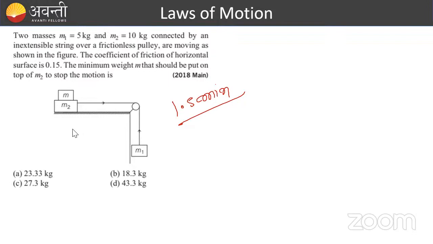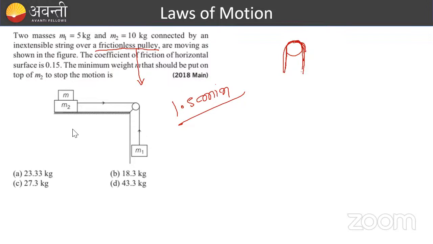Okay. Let me explain to you. There are two masses, right? 5 kg and 10 kg, connected by an inextensible string over a frictionless pulley. Look, it's a frictionless pulley. So what is the meaning of this? Until rotation, we will only discuss frictionless pulleys. If the pulley is frictionless, it means whatever string is passing over it, this is a string passing over it.